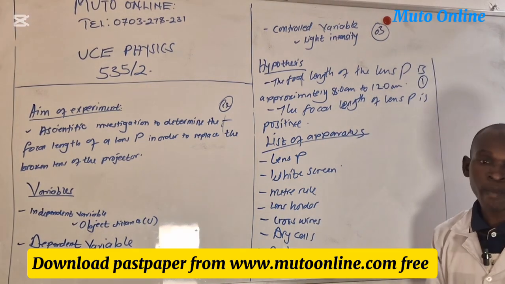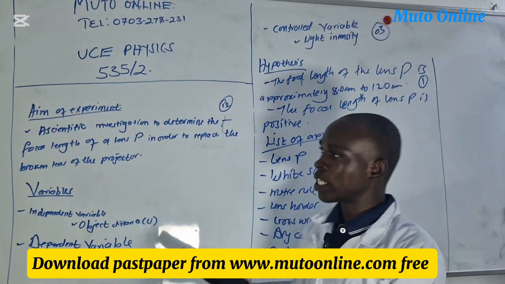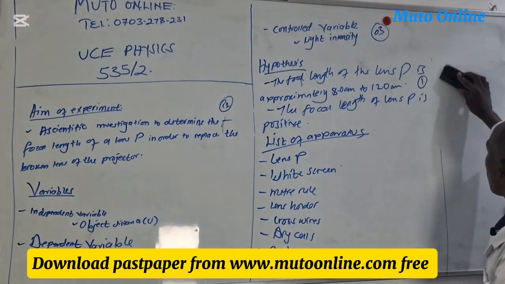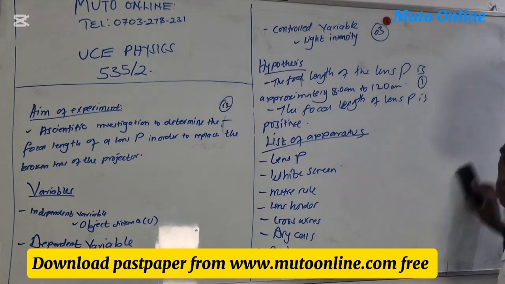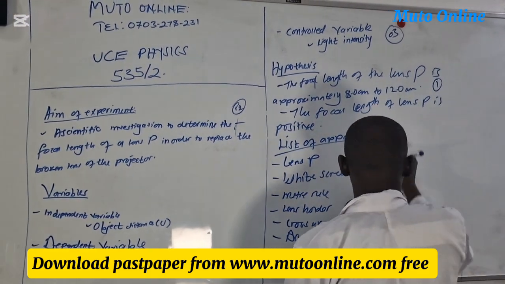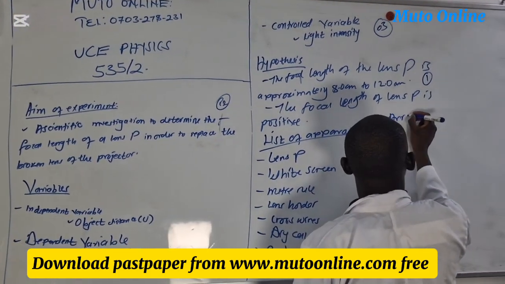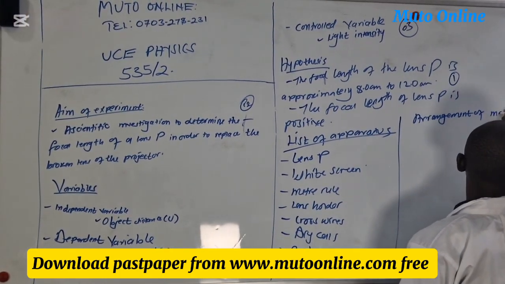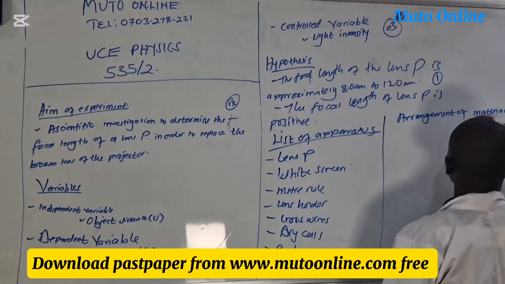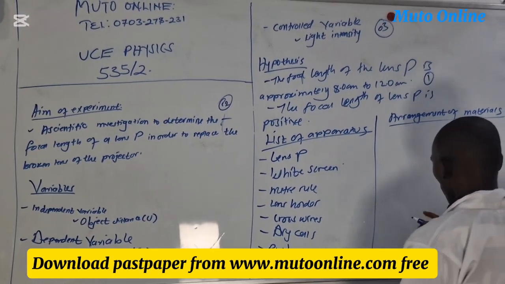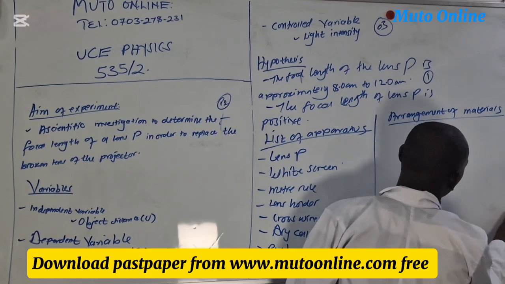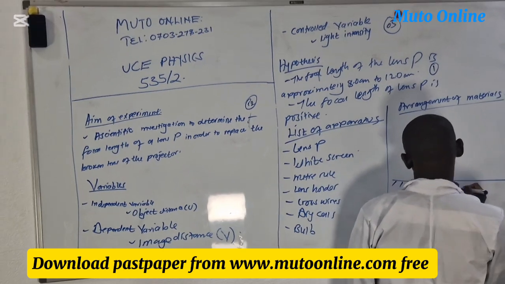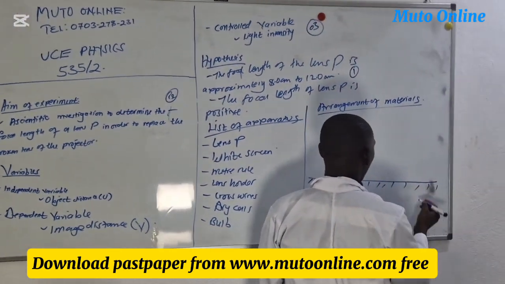Let us arrange them diagrammatically and then we see. So after having seen a list of apparatus, we shall have arrangement of apparatus. Arrangement of materials or apparatus. Arrangement of materials. So in this case, you're going to have your flat experimental desk. This is my flat experimental desk.